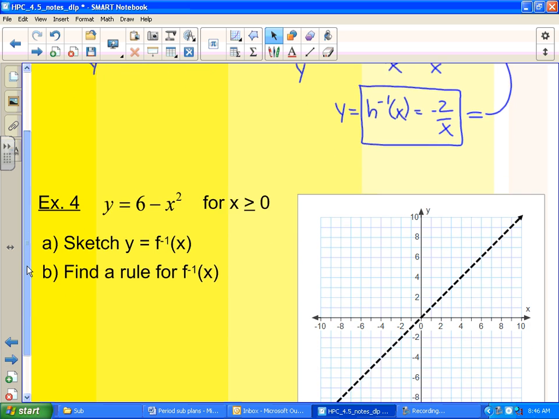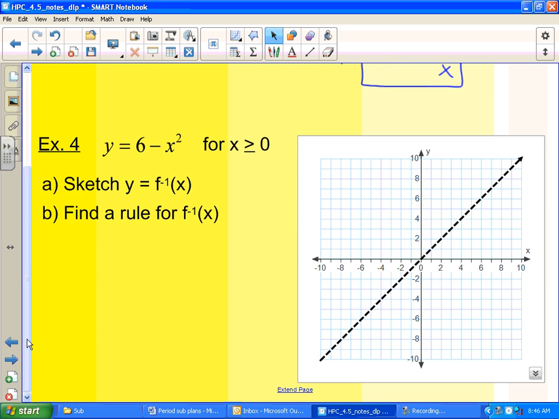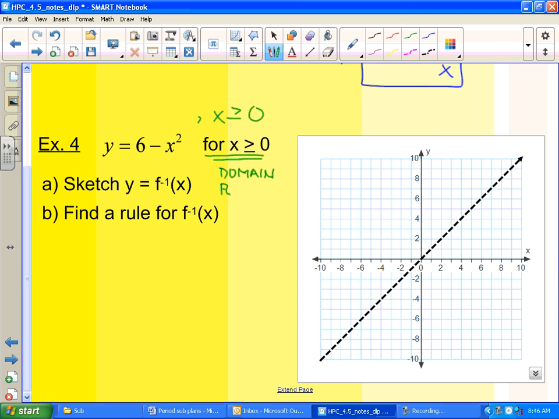All right, and our last one here. y is equal to 6 minus x squared, and then now we have this new notation. We haven't seen this before. This x greater than or equal to 0. It also might be written in the book just like this, with a comma after the 6 minus x squared. And this is our domain restriction. This is forcing us to look at a parabola piece so that I can create an inverse for it.